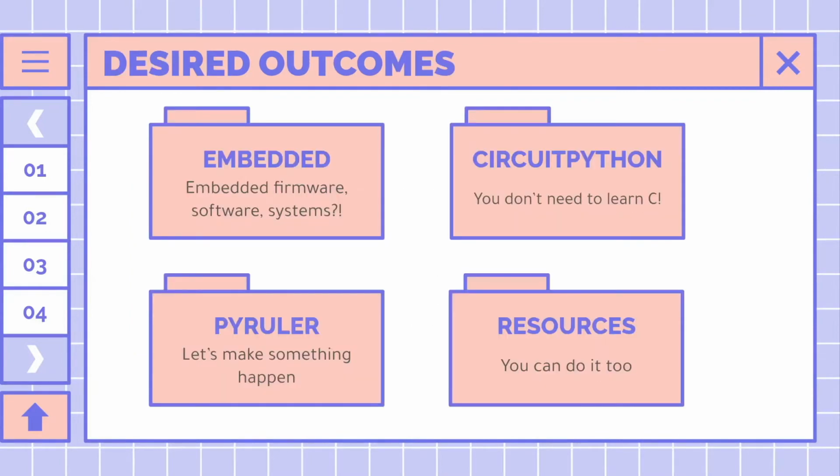Here are our desired outcomes for our time together. I'll introduce you to a bit about embedded firmware development. I'll introduce how you can use CircuitPython as an alternative to C, which is the most common software language used for writing embedded software. We'll also look at an example of how to write code for hardware using the PyRuler, and then I'll show you some more resources and examples of projects that you can explore to learn more on your own.